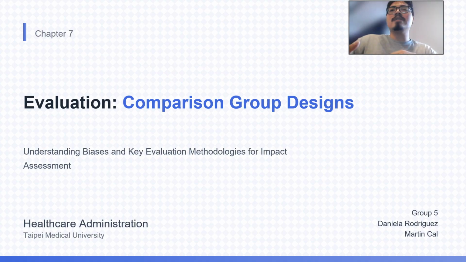And today we'll be presenting on Chapter 7 of Evaluation, Comparison, Group Designs. The primary goal of this chapter is to understand biases and key evaluation methods for impact assessment.